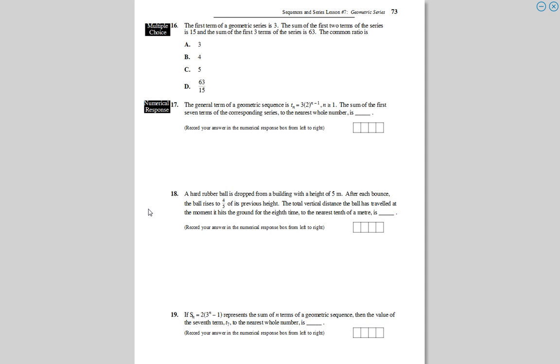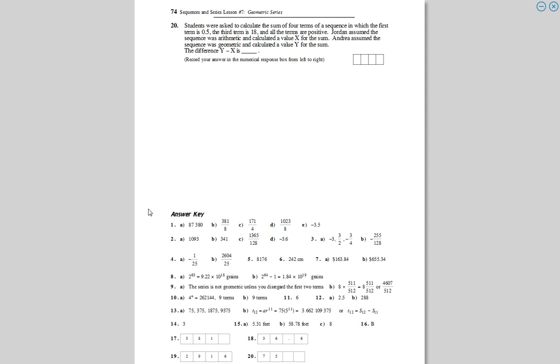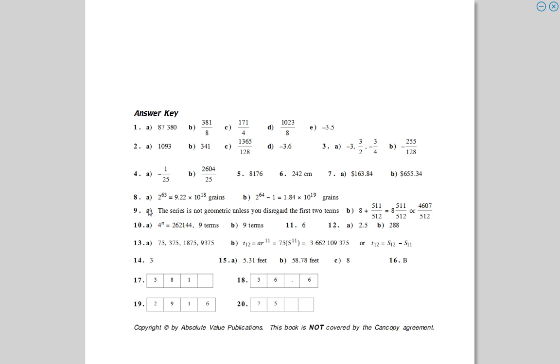Okay, and if you've never used these books before, remember there's always an answer key at the end of each section. So sometimes kids are like, is this right? Well, check the answers. And then if it's wrong, then we can talk about it.